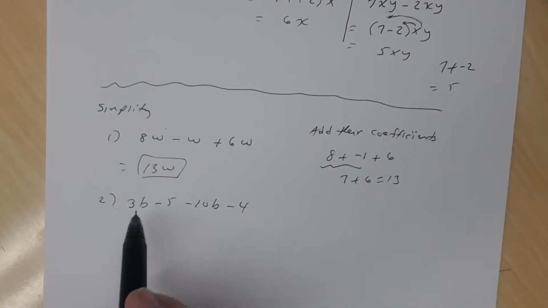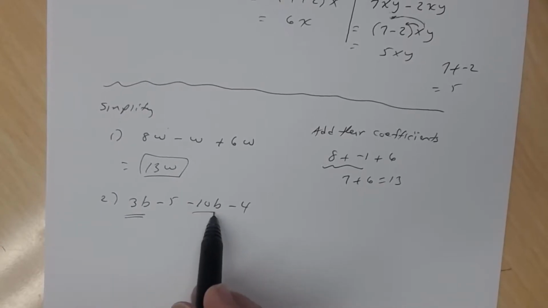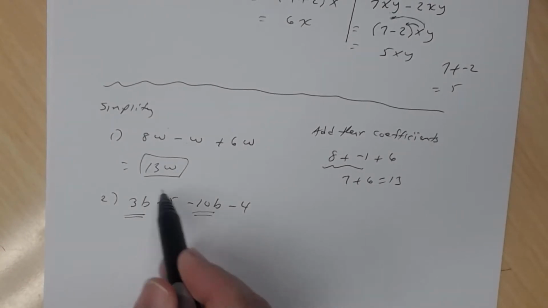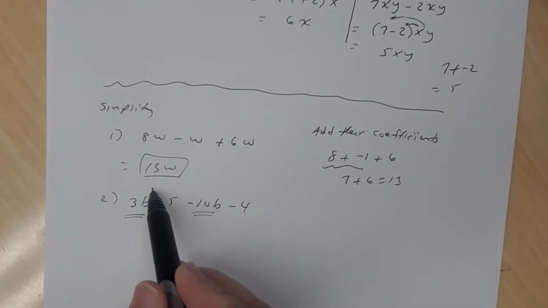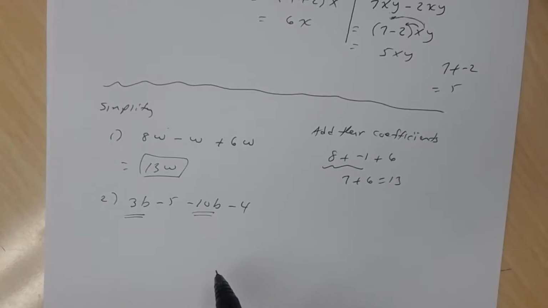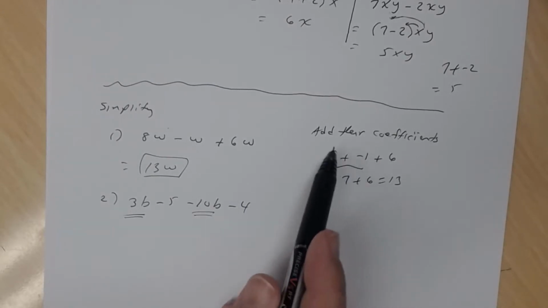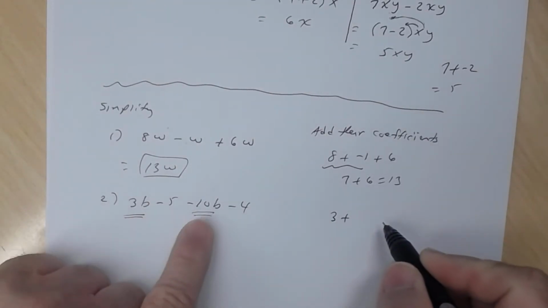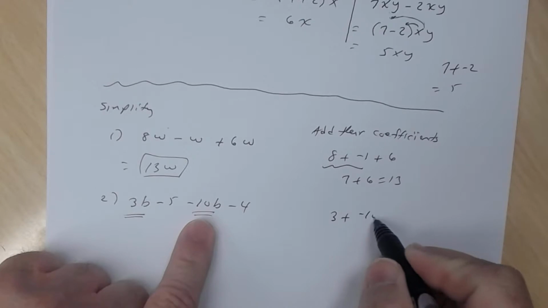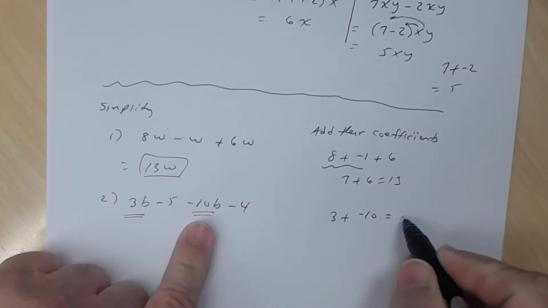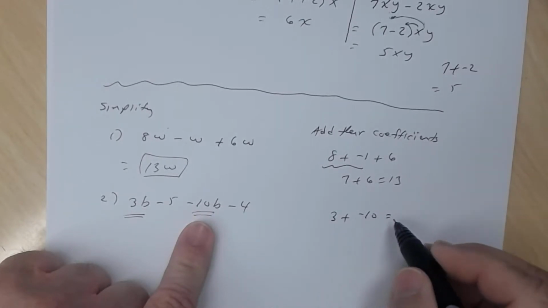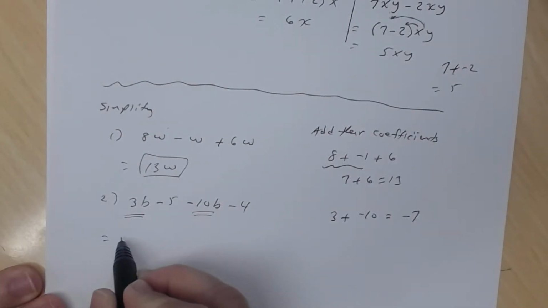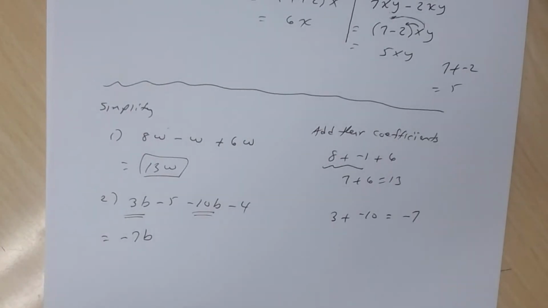These terms that I'm underlining, these are like terms because they both have the variable b, and in both cases the b's are being raised to the same power. In this case, they're both being raised to the first power. And so let's look at this in terms of adding their coefficients. So this coefficient here is 3, plus this coefficient here is a negative 10. And so 3 plus a negative 10 on the calculator, if you don't remember your rules for signed numbers, is negative 7. So these two terms combined is going to give me a negative 7b. So I get negative 7b.